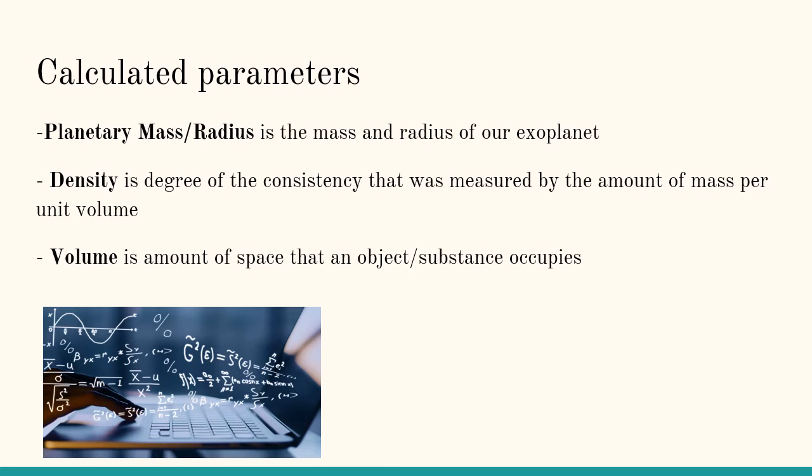For the calculated parameters, the planetary mass and the planetary radius are the mass and radius of our exoplanet. The density now is the degree of consistency that is measured by the amount of mass per unit volume. The volume now is the amount of space that an object or a substance occupies.